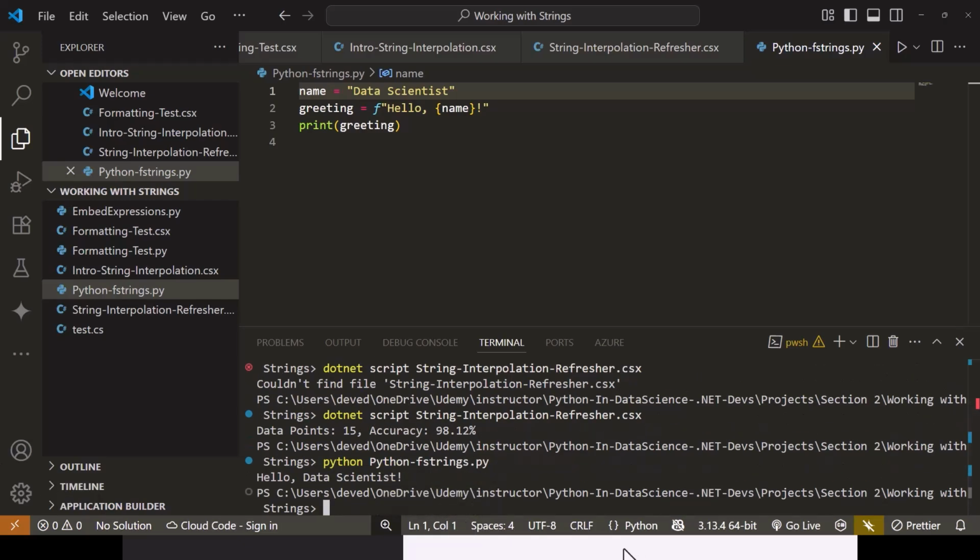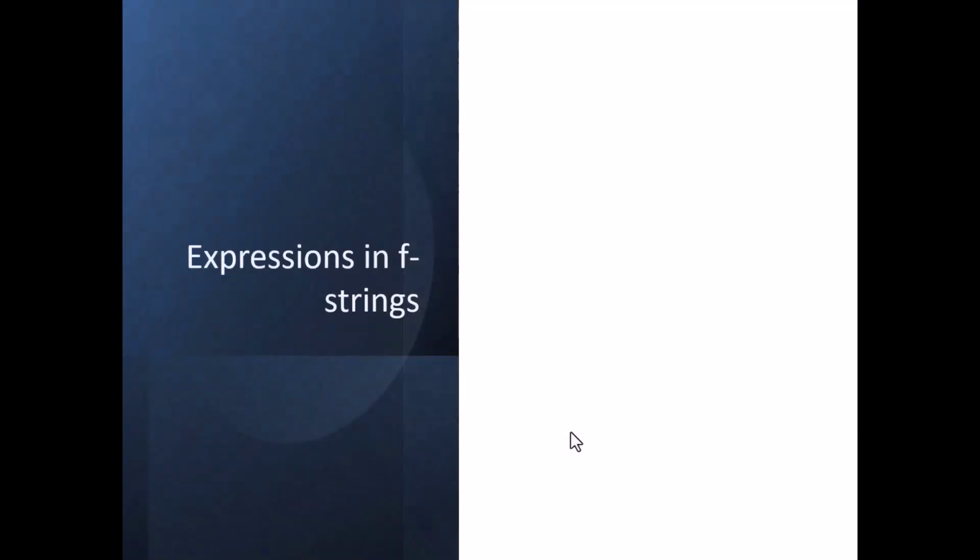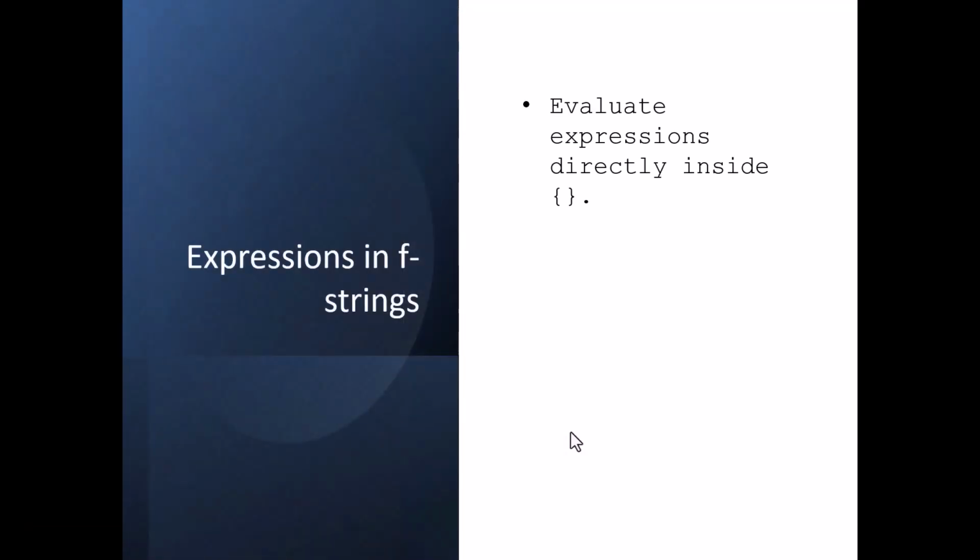So hello data scientist, you get the expected result. Now, expressions in F strings evaluate expressions directly inside the pair of curly braces. Now, there is another example that I would like to show.